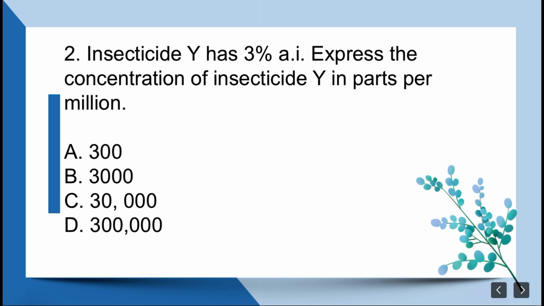That's what I'm going to discuss today, so you will know how they get it. Okay? Let's go ahead and read the question. The problem says, insecticide Y has 3% active ingredient. Express the concentration of insecticide Y in parts per million. A, 300; B, 3,000; C, 30,000; and D, 300,000.